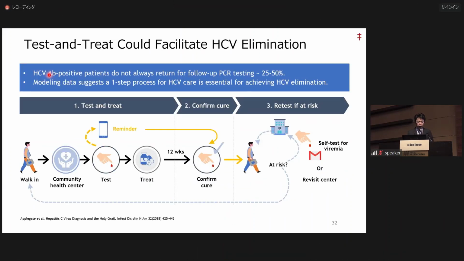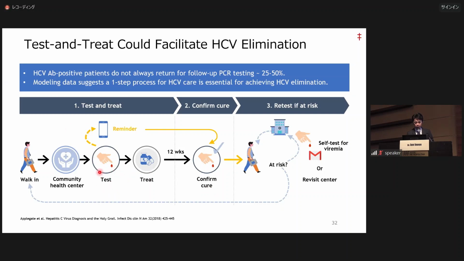However, HCV antibody positive patients do not always return for follow-up PCR testing. So such a simple strategy is suggested globally. I think in Japan, such a simple treatment strategy is not needed, but in some countries, if the treatment is not progressed, this simple strategy is needed.